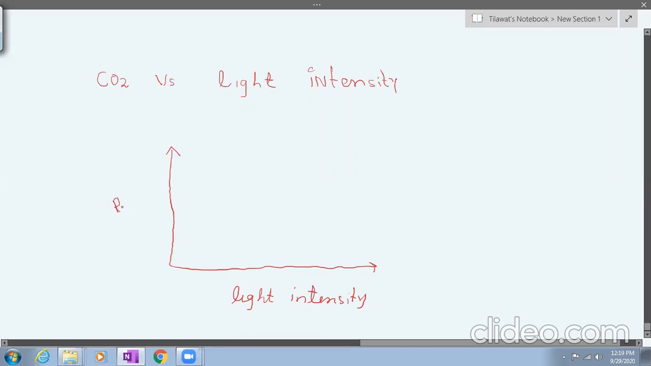Another rate of reaction. Rate of reaction means rate of photosynthesis. Okay, now I will design 3 experiments. In one experiment, I will consider what? 0.04% carbon dioxide.